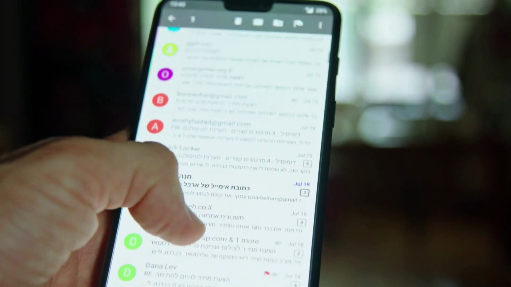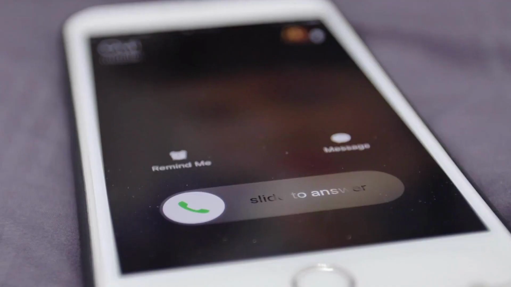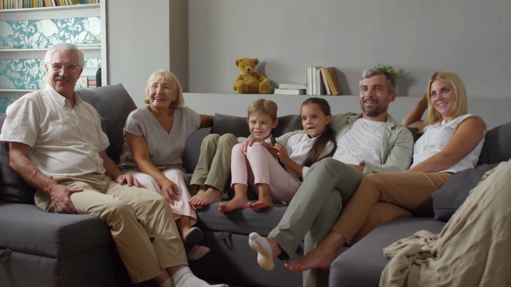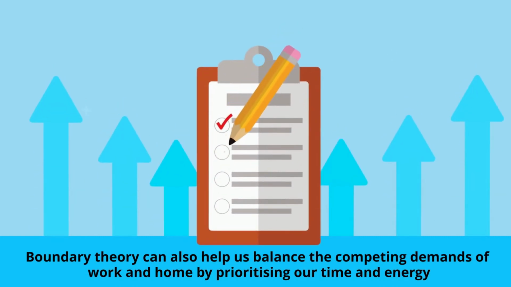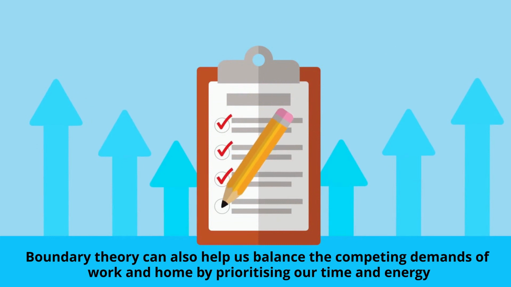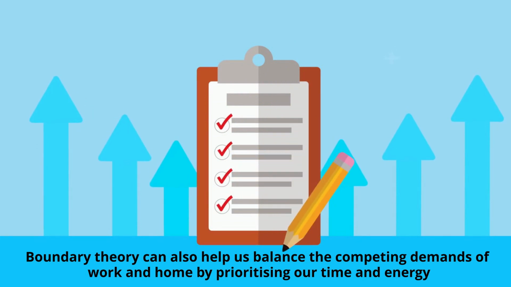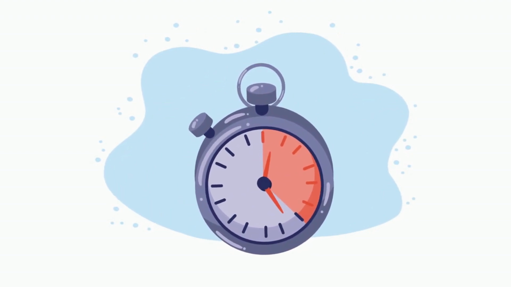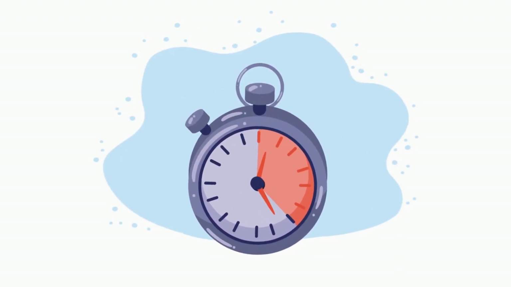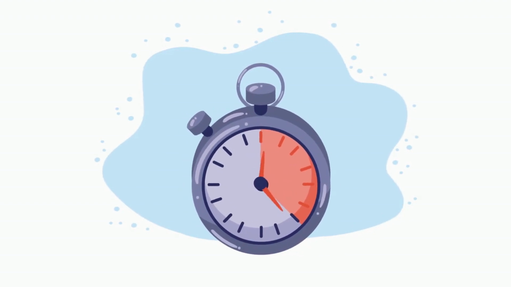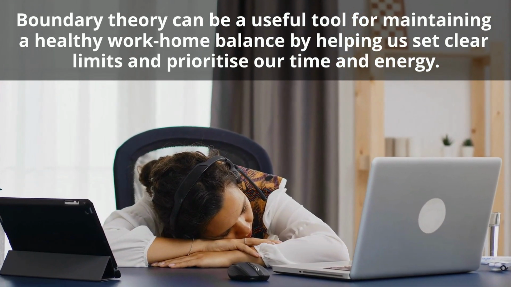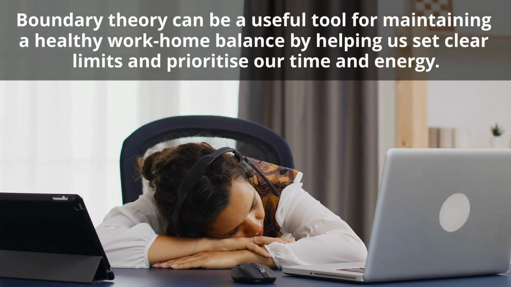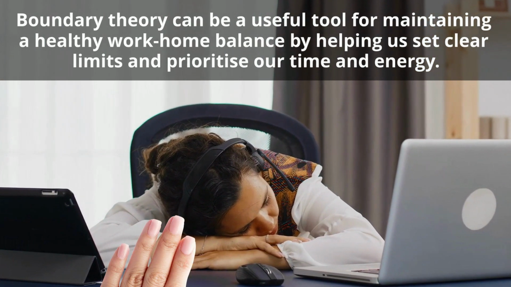For example, setting a rule to not check work emails or take work calls outside of work hours can help us disconnect from work and be fully present in our personal time. Boundary theory can also help us balance the competing demands of work and home by prioritizing our time and energy. This allows us to allocate sufficient time and resources to our professional and personal responsibilities without neglecting either. In short, boundary theory can be a useful tool for maintaining a healthy work-home balance by helping us set clear limits and prioritize our time and energy.